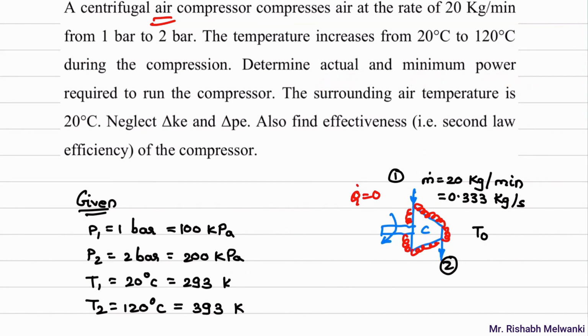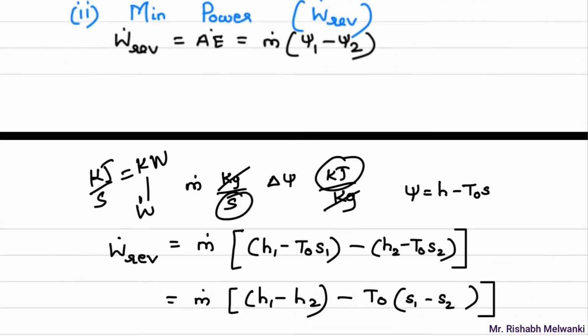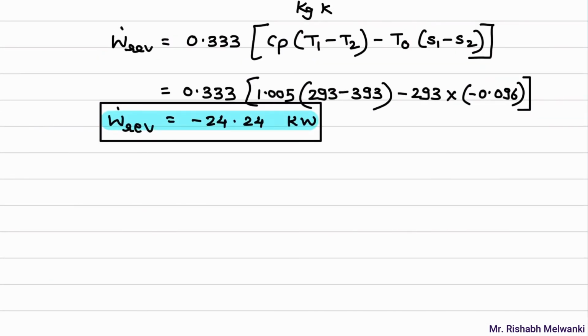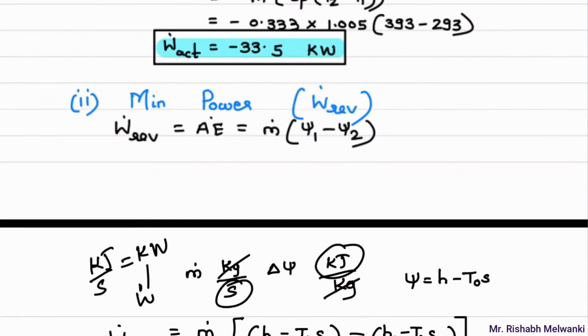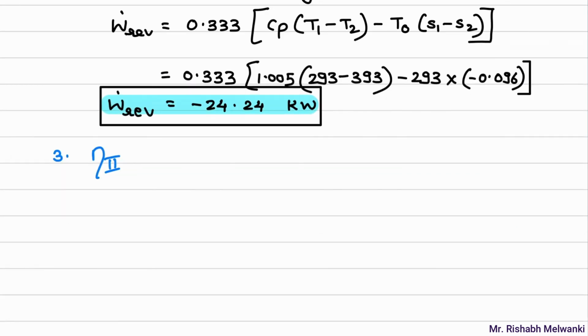Next we have to find the effectiveness or second law efficiency of the compressor. How to find this? Second law efficiency. I'll write down the heading. The third question is efficiency, second law efficiency. So what is the equation for second law efficiency? Can you recall? For a power consuming device, the equation is different. What is that?